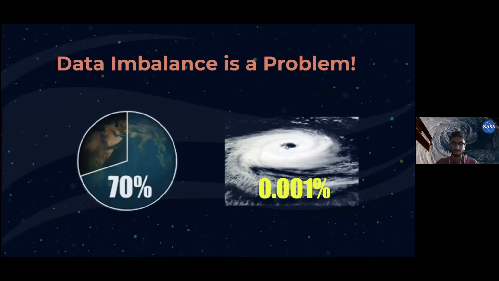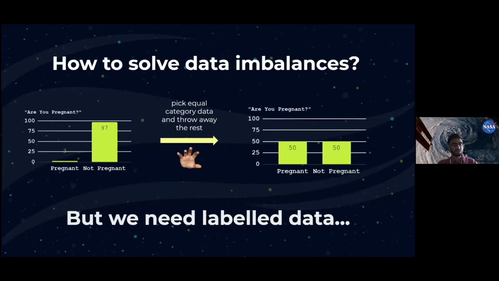This makes training on large, unbalanced datasets hard, such as the dataset of the Earth. Because oceans cover 70% of the Earth, this dataset will be heavily unbalanced towards oceans. And if we wanted to find the 0.001% of hurricanes in the dataset, we need to train with really good balanced data. So how do we get balanced data from an unbalanced dataset? Well, in our pregnancy example, we would want to pick and choose 50 pregnant examples and 50 non-pregnant examples to train. And there are many strategies to do this, such as oversampling, undersampling, or SMOTE.